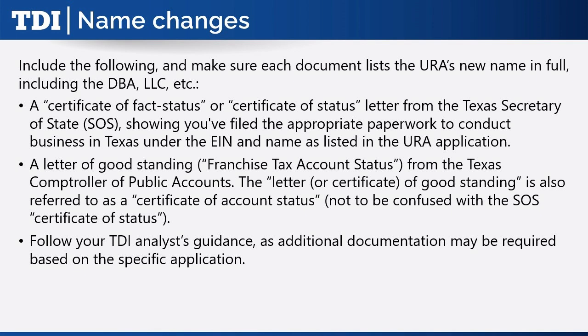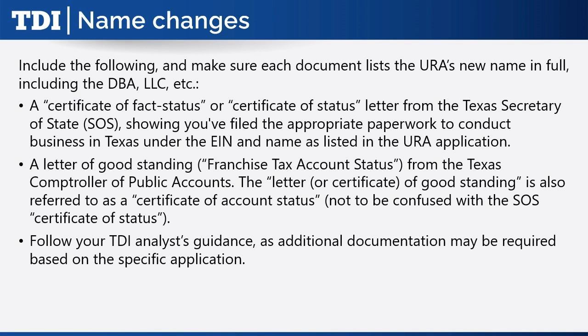Second, a letter of good standing, which is also known as the Franchise Tax Account Status, from the Texas Comptroller of Public Accounts. The letter or Certificate of Good Standing is also referred to as a Certificate of Account Status, which is not to be confused with Certificate of Status. More information can be found at the Texas Comptroller of Public Accounts website, and the required document can be found by using the online search to find a taxpayer's franchise tax account status page.